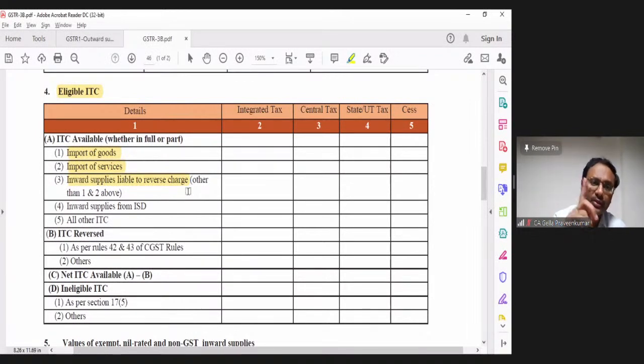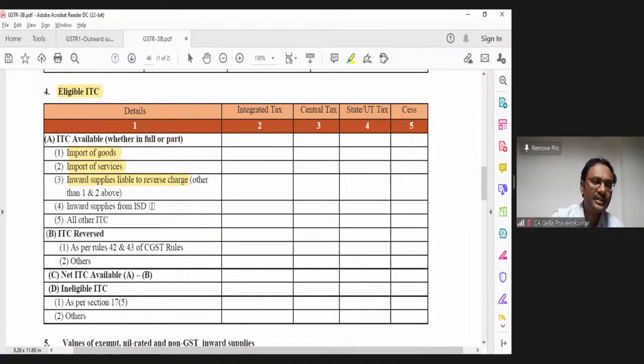It is important to show this bifurcation. If I don't show, there is a penalty under section 125, the general penalty. If the data has to be shown in respect of tables and is not complied with, a general penalty can be invoked of 25,000 under CGST and 25,000 under SGST law.